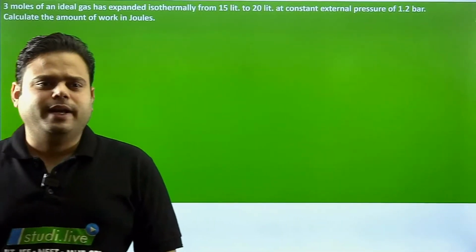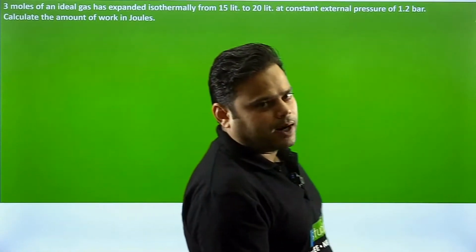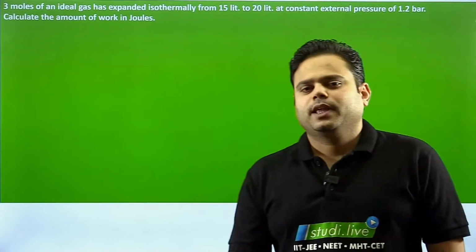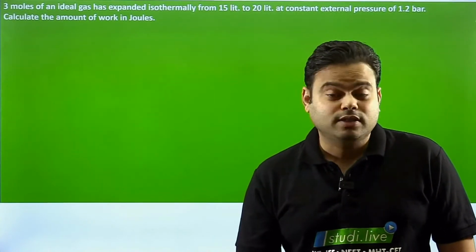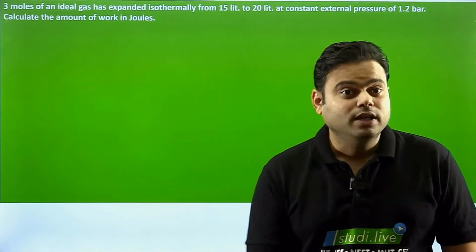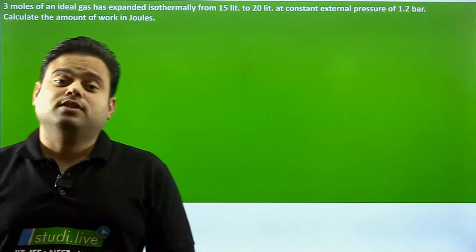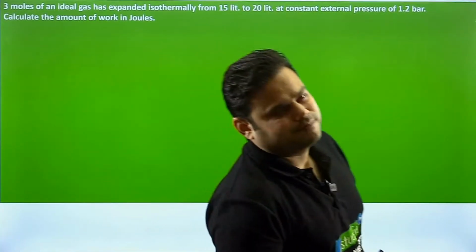Moving ahead, let us have a look at this numerical, which says that 3 moles of an ideal gas has expanded isothermally. Okay, has expanded isothermally. This is an important point over here. 3 moles of an ideal gas has expanded isothermally. This statement itself will tell us which formula we have to use in this question.